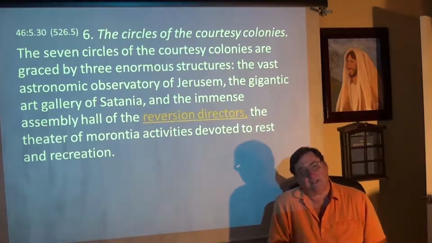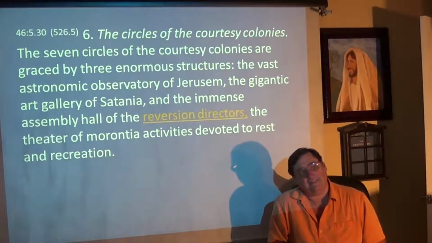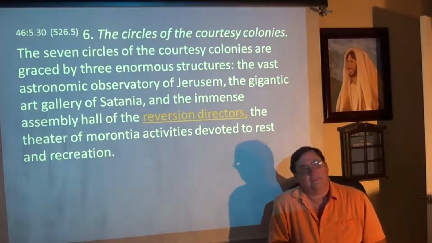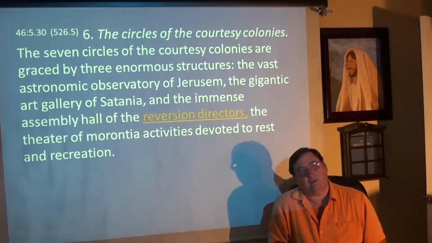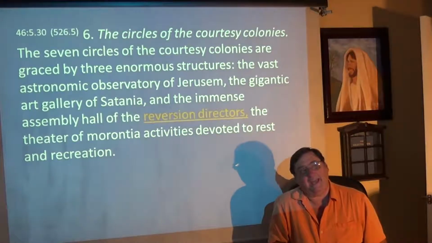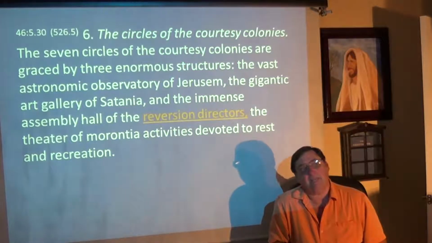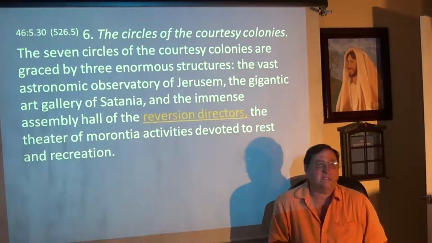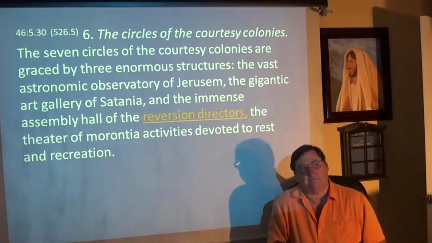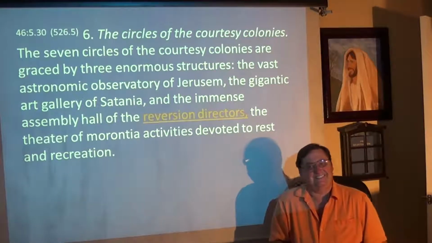The circles of the courtesy colonies, the seven circles of the courtesy colonies, are graced by three enormous structures: the vast astronomic observatory of Jerusalem, the gigantic art gallery of Satania, and the immense assembly hall of the reversion directors, the theater of Morantia, activities devoted to rest and recreation. Well, I want to go there. Me too. Yeah. Right now.